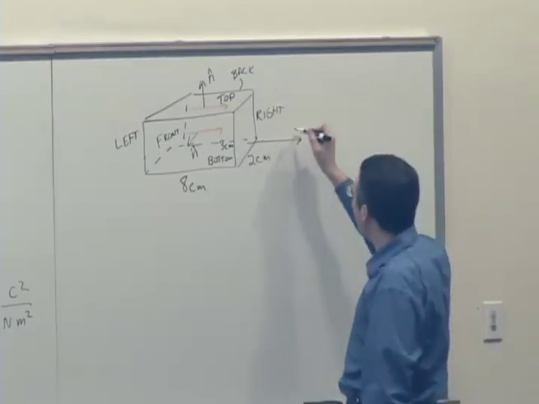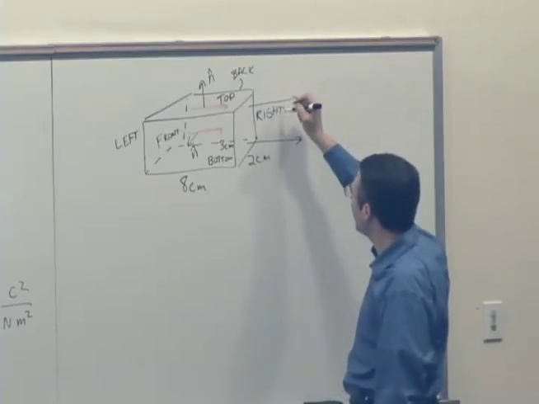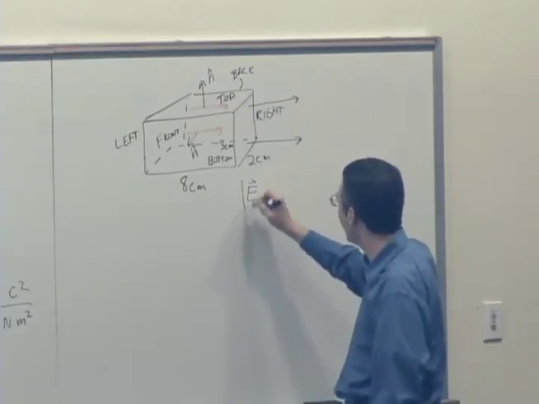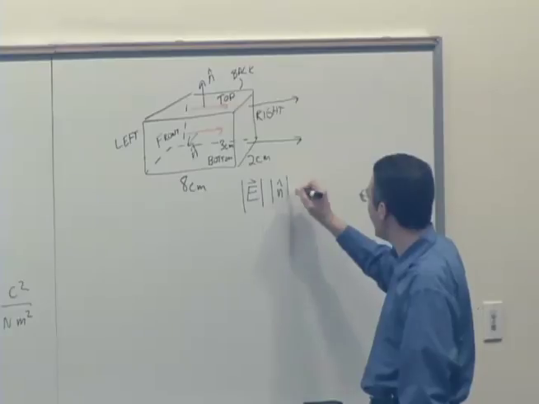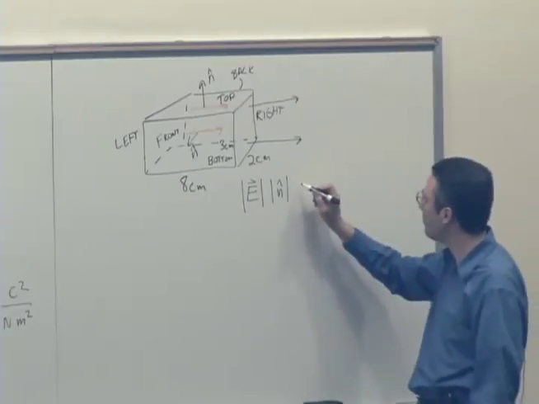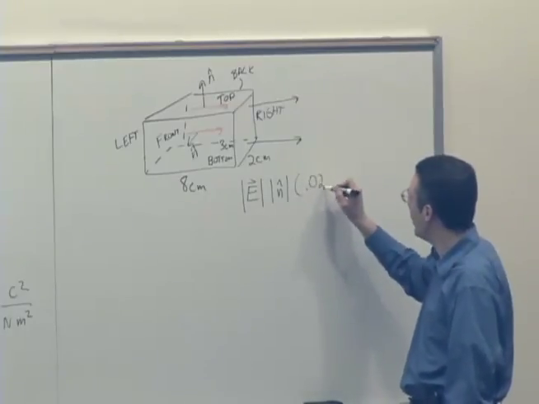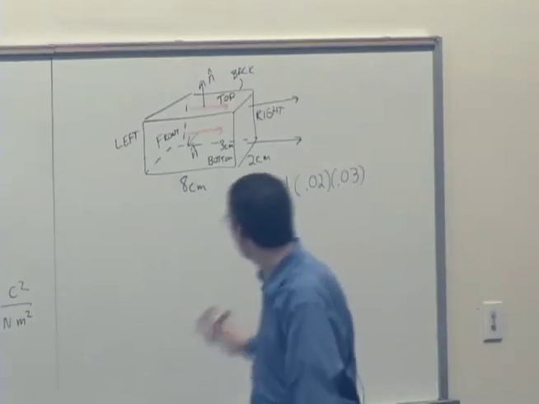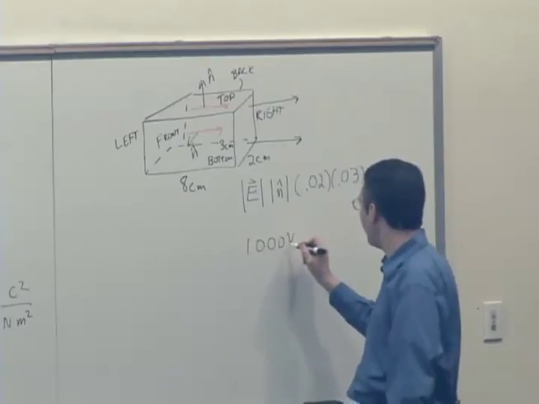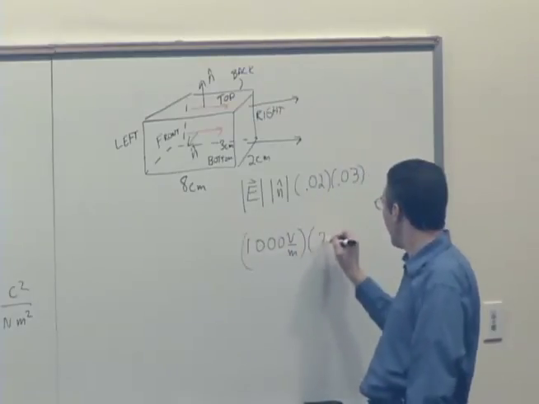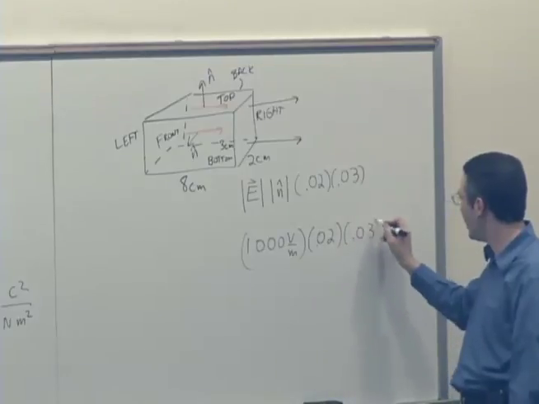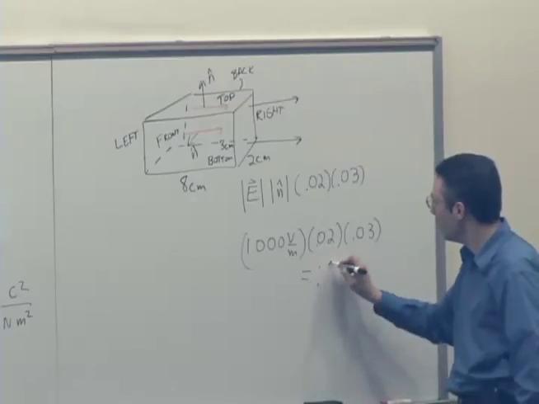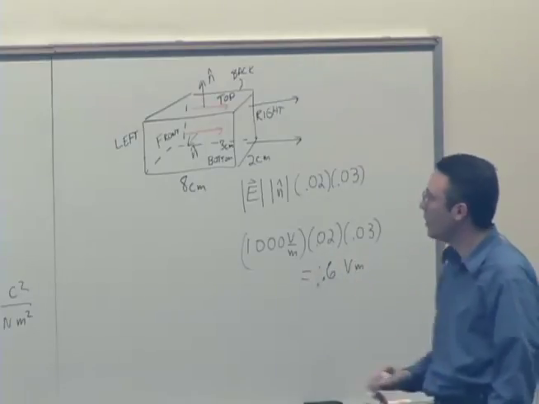On the right side, we're going to get a positive or negative flux. Positive flux, let's just see if we can find it real quick. We would have the electric field magnitude times n hat magnitude times the cosine of 0, right? Times 0.02 times 0.03. So what was it, 1,000? So we get 1,000 volts per meter times 0.02 times 0.03 is what? 0.6, thank you. 0.6 volts times meters.